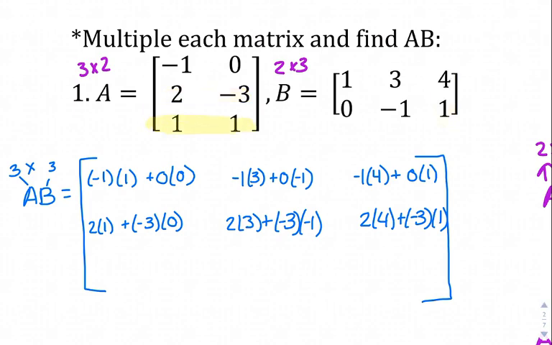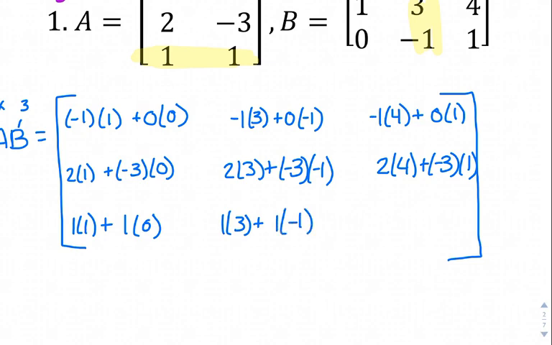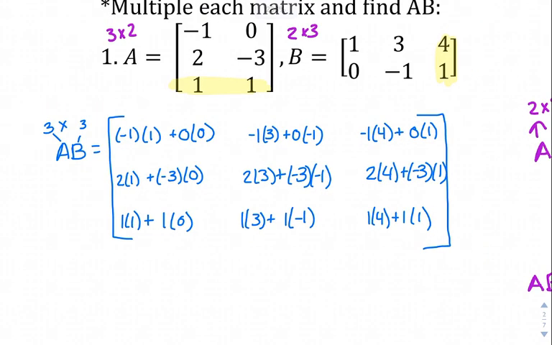And I go on to row 3, column 1. So now this is going to be 1 times 1 plus 1 times 0. Then column 2. So 1 times 3 plus 1 times negative 1. And then finally column 3. So 1 times 4 plus 1 times 1. And that's how I set it up. So look at the row, do the dot product with the column.